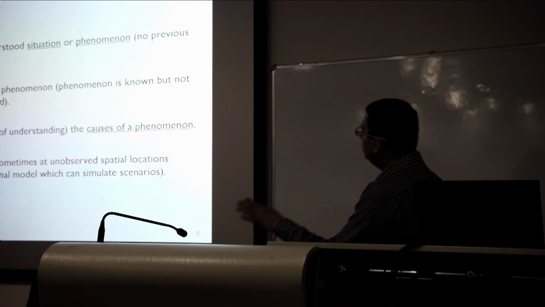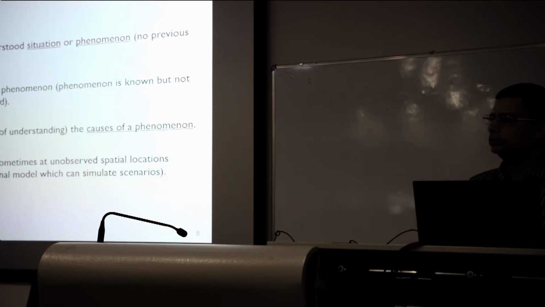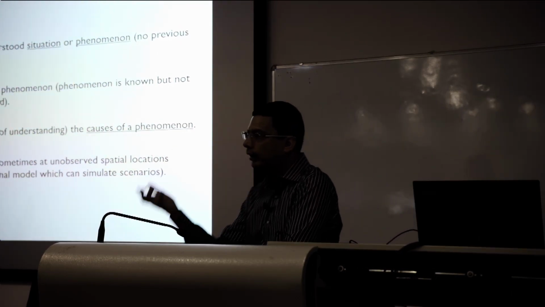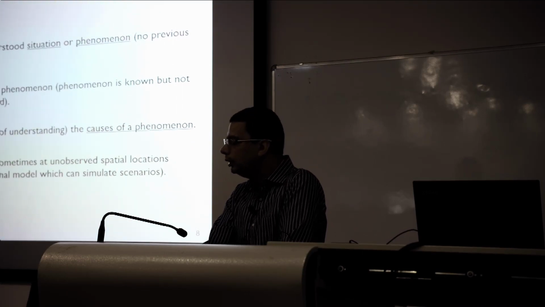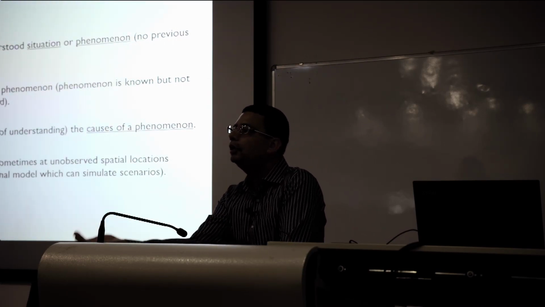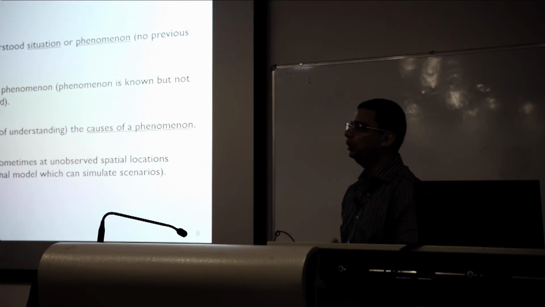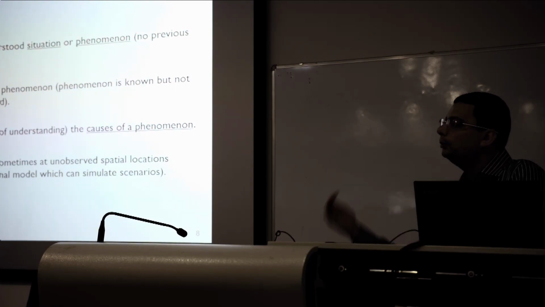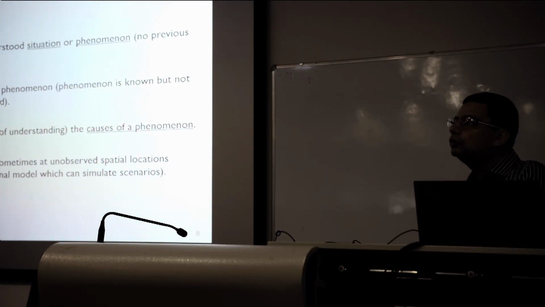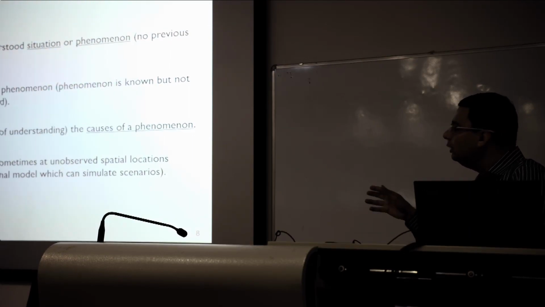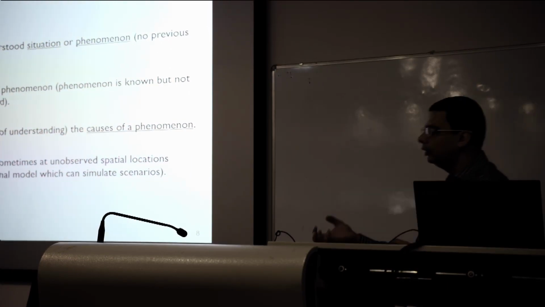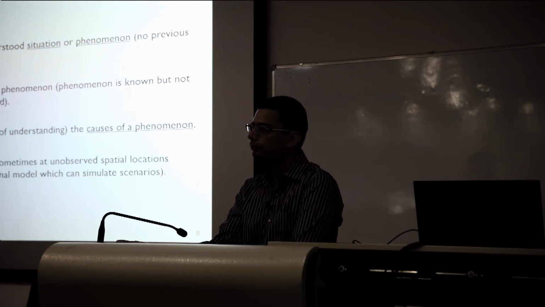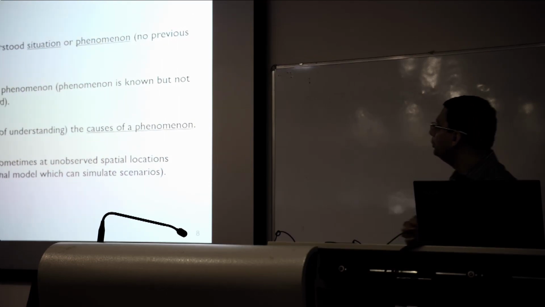And sometimes at unobserved locations. So we also do prediction and extrapolate our findings to unobserved locations. For example, we may not be able to reach the depth of an ocean, which ranges from 10 to 12 kilometers. In some parts of the earth, in the Pacific Ocean, the depth is as much as 12 kilometers. So we may not be able to reach that point, but with some level of understanding, we can at least predict what might be there at the bottom of the ocean, what can exist, and so on. So these are unobserved spatial locations.